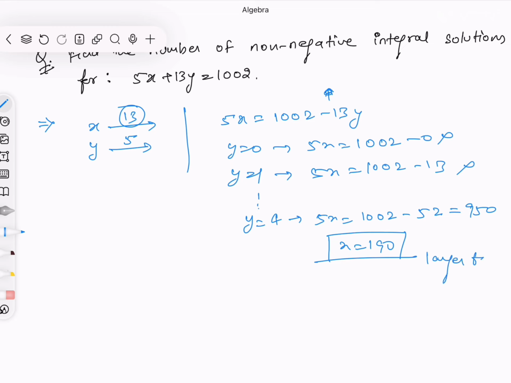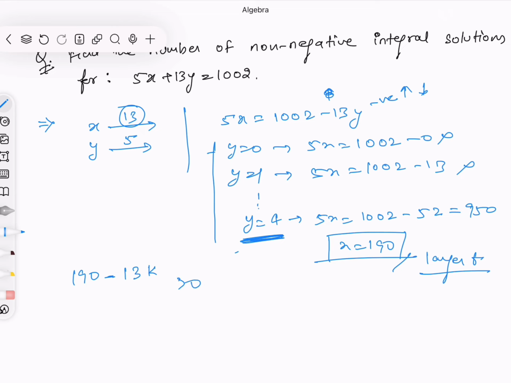So if y increases, x will decrease, and if y is lowest, which we saw because we started with y as 0 and saw each value, so that means x will be largest at x equals 190. How can you find more values of x? It is an AP. 190 minus the coefficient of y. Just make sure that this is greater than 0.